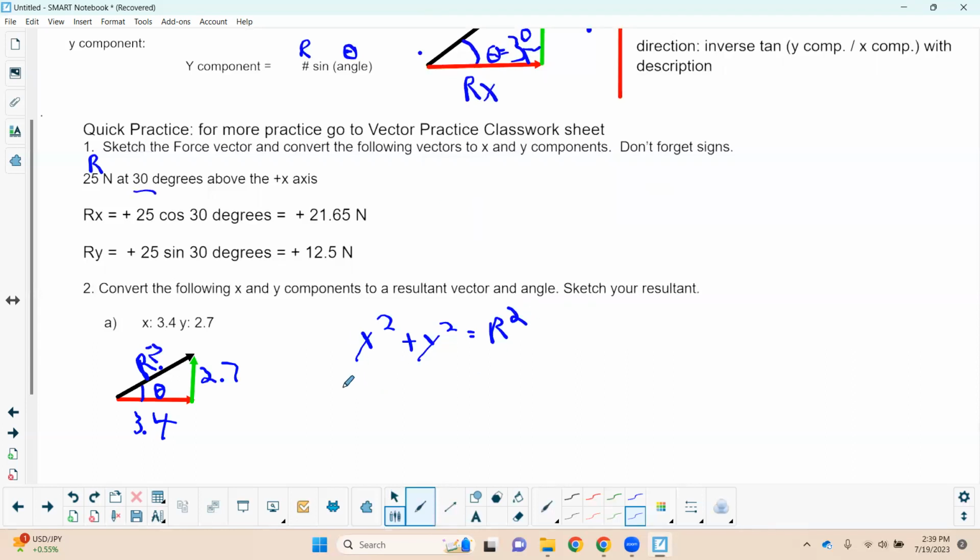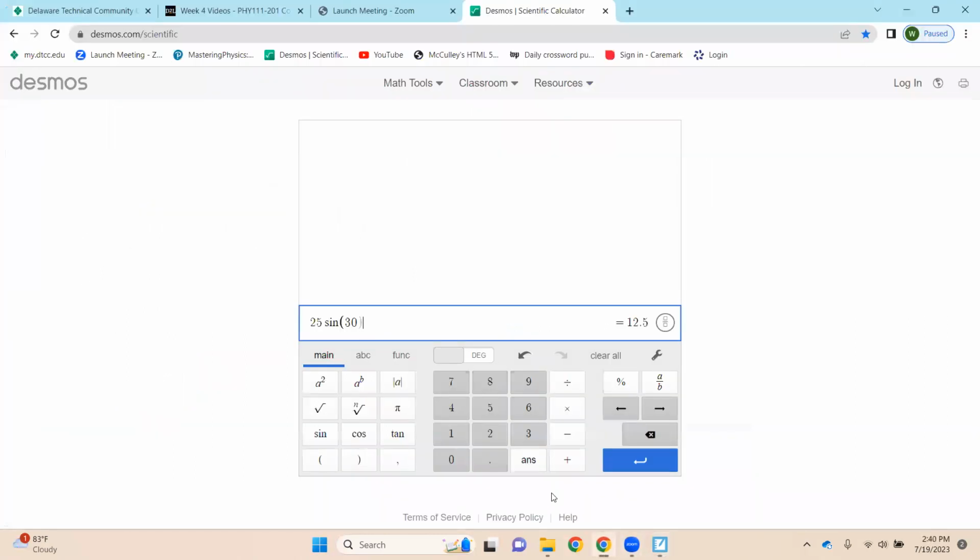So x is 3.4, and I've got to square that, plus y, which is 2.7. If these happen to be negative, it's fine. They would get squared away and made positive by the squares. And then we've got r squared, which is what we have. We're not actually looking for r squared, we're looking for r, so we're going to have to do a little bit of math at the end. But let me jump back to Desmos and put this in.